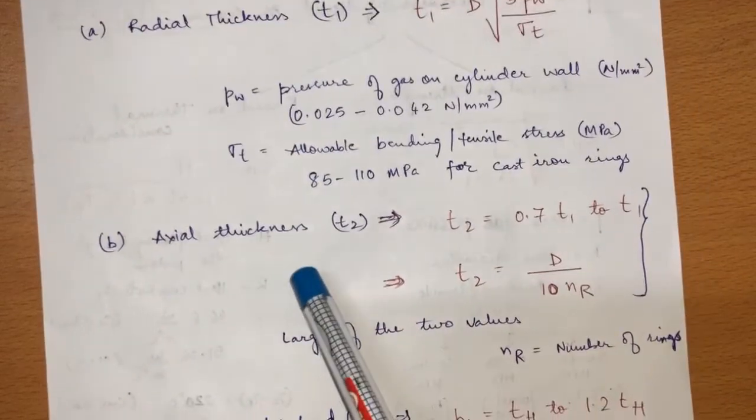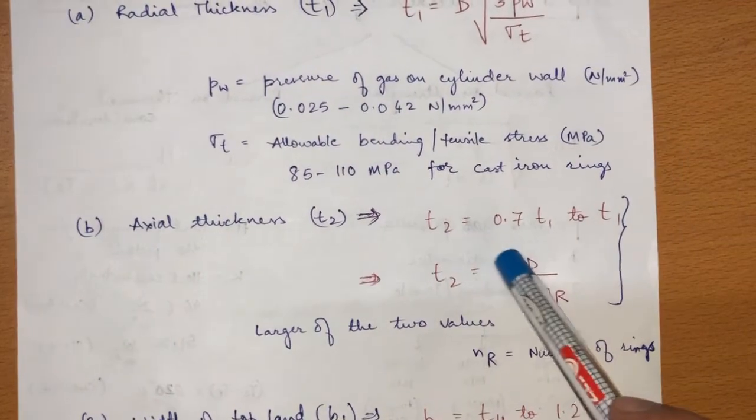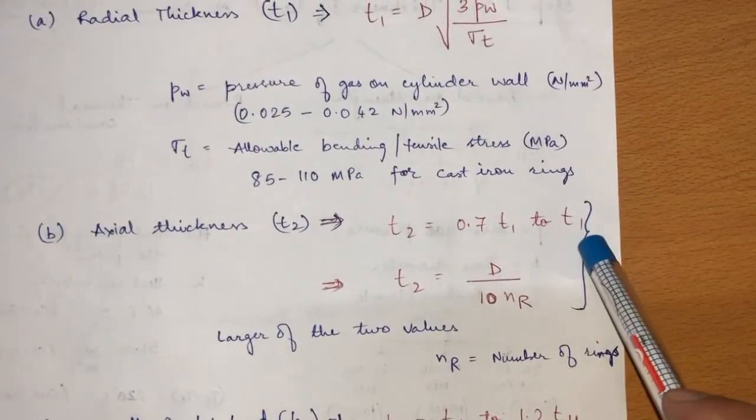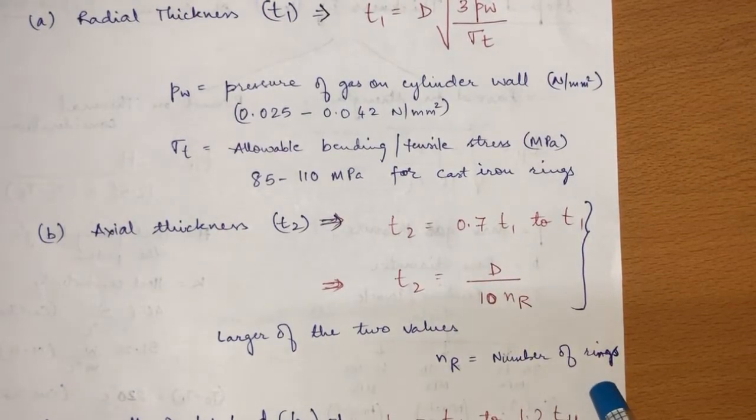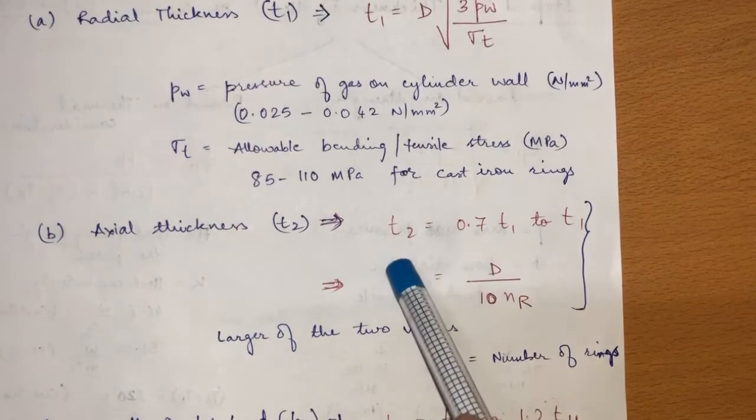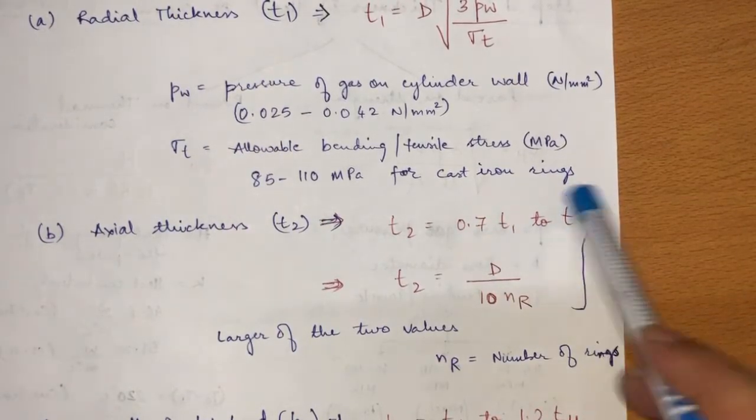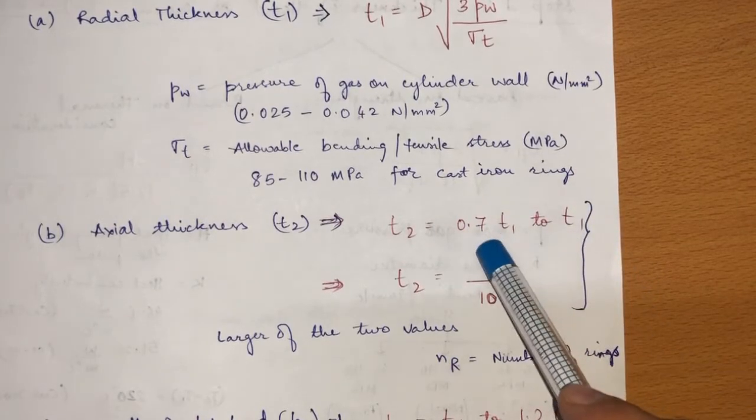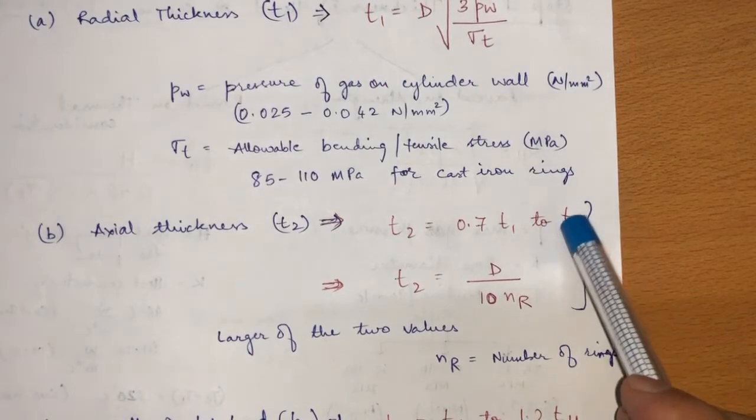Second part, that is the B part, is to find out the axial thickness T2. It has a parametric relationship with T1 as well as an empirical relationship which deals with the number of rings. In the parametric relationship, T2 is in the range of 0.7 T1 to T1, which can be further stated as either less than T1 by 30% or equivalent to T1.